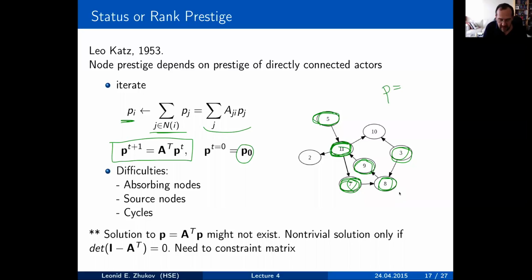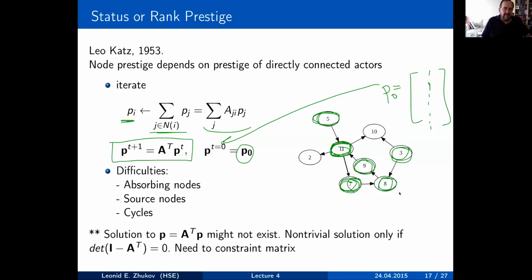Let's say we will give initial values of prestige equal to 1 to every node in the graph, and then we take this and put this into the formula and start iterating, updating, and hopefully at some moment the values of prestige for every node will stop changing. They'll stop changing through the iterations, and then we'll say, okay, the iterations converged, and here are our prestige values. I mean, that's a beautiful idea. It sometimes works, sometimes doesn't.